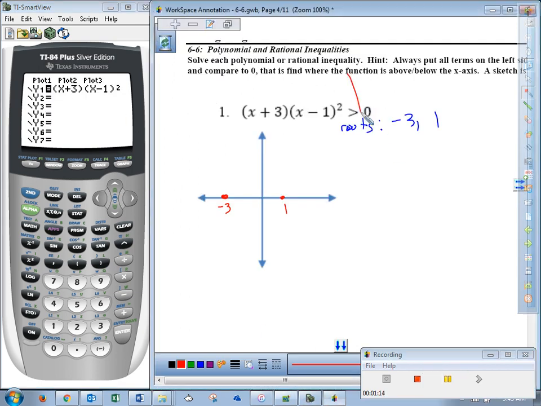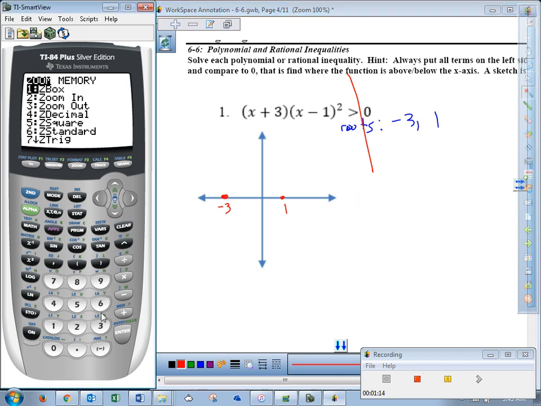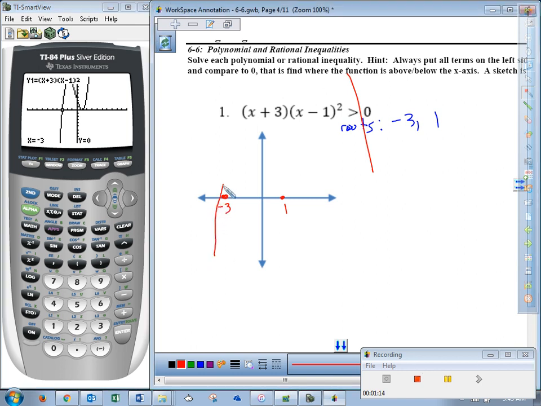So our idea is to get everything over on the left side and have 0 on the right side. So we just punch in the left side, just how it is. I'll zoom 6 in, see what it looks like. I should know where my roots are already. If I trace -3, it should be a root, which it was. And if you trace 1, it's a root. You'll see it didn't cross the x-axis either because of the multiplicity. Let's just make a nice little sketch of it. Like so.